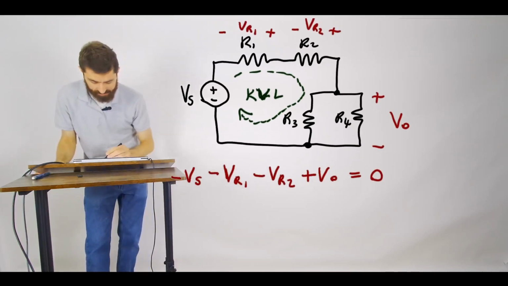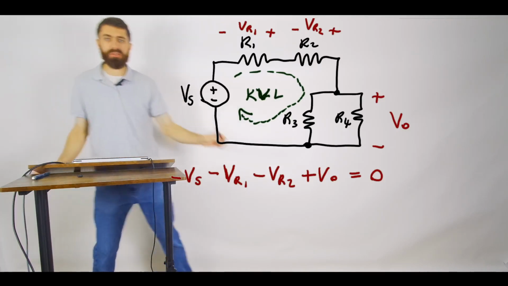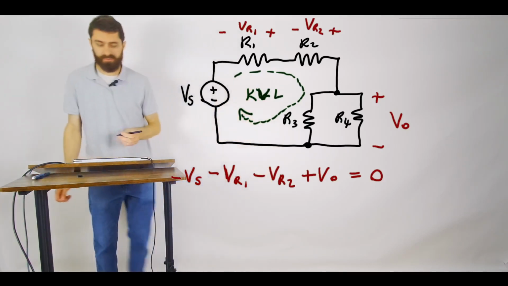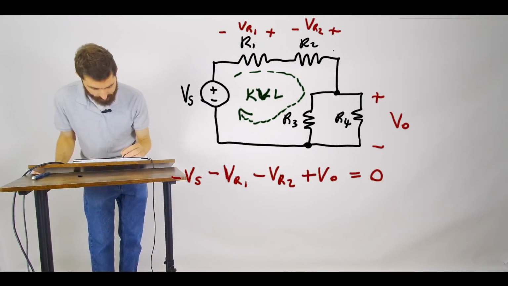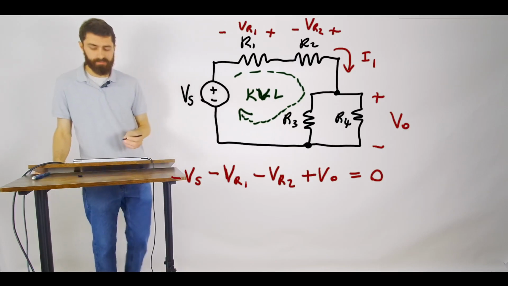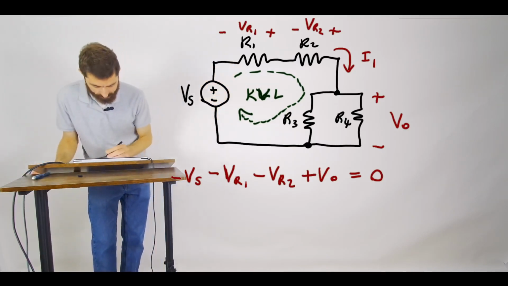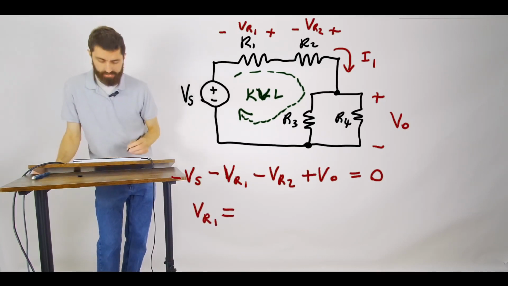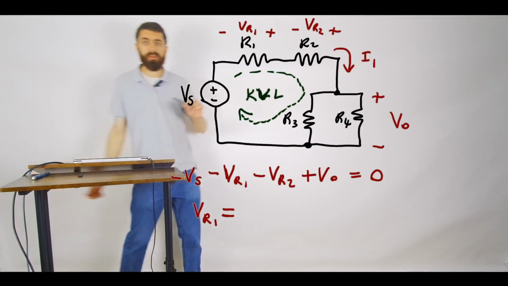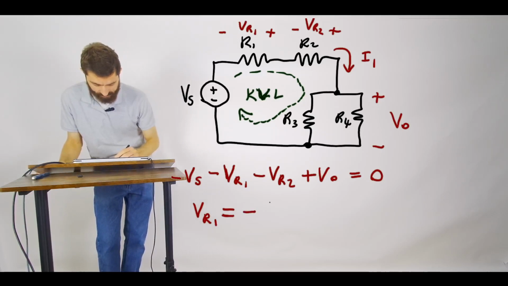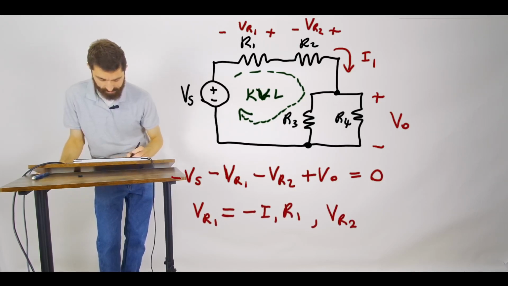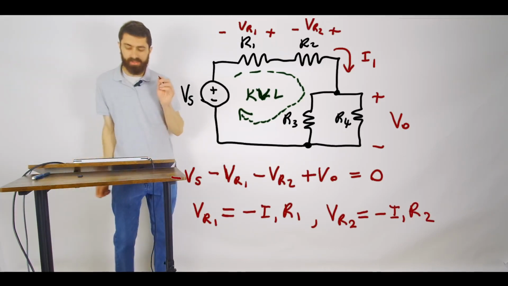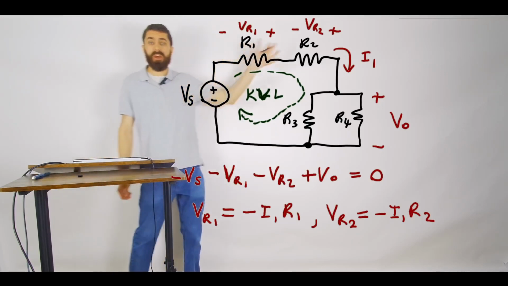Then what we have to do is substitute using Ohm's law for VR1 and VR2. If we call this current I1, like we did in the last video, then we can ask the question, what is VR1? VR1 is actually going to be negative I1 times R1, and VR2 is going to be equal to negative I1 R2. And the reason for that is because of the way we've defined these orientations.